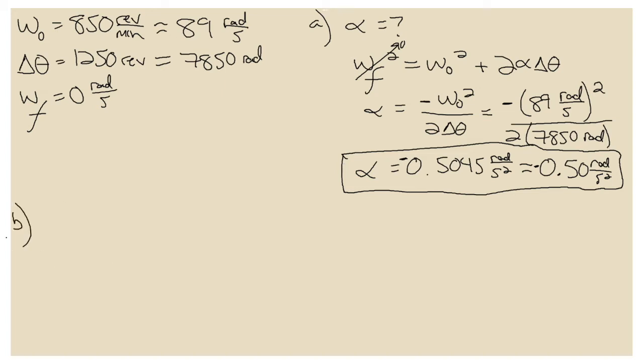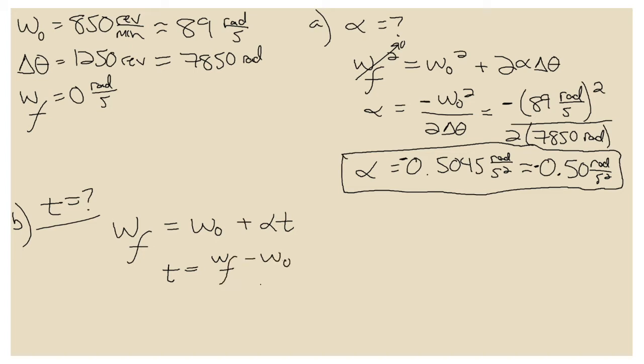For part B, we're looking for the time. There are a number of equations that you can use for this, but I think the most straightforward is just the final angular velocity equation, omega final equals omega initial plus alpha t. If we solve that for the time, we get omega final minus omega initial over alpha.